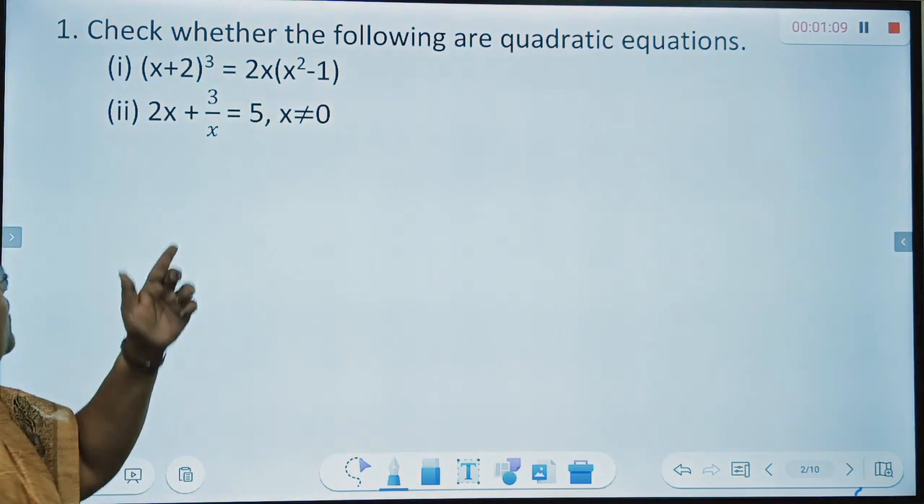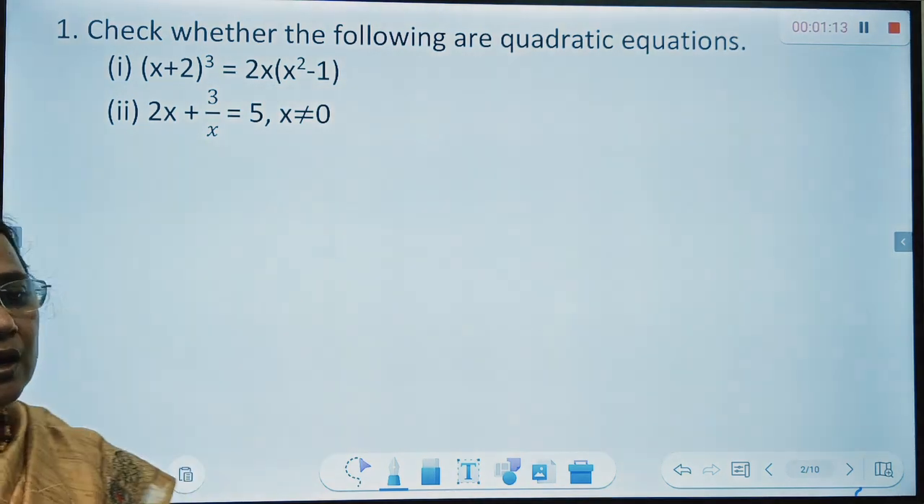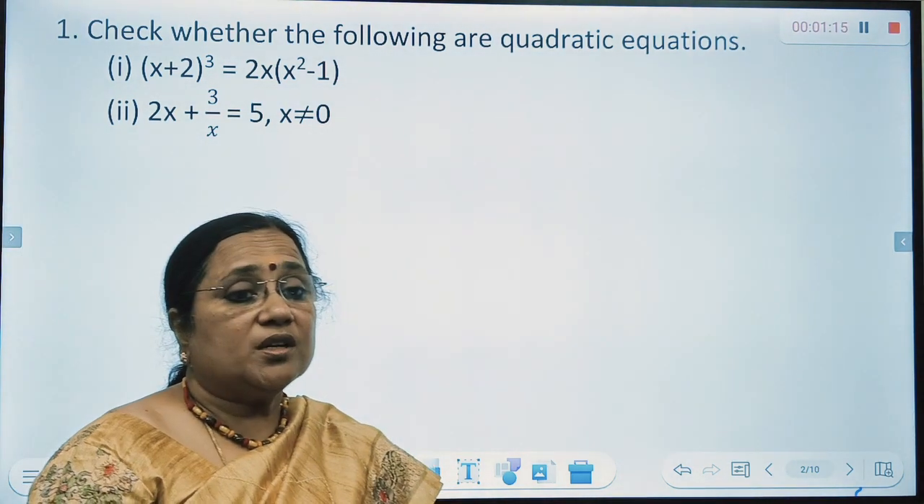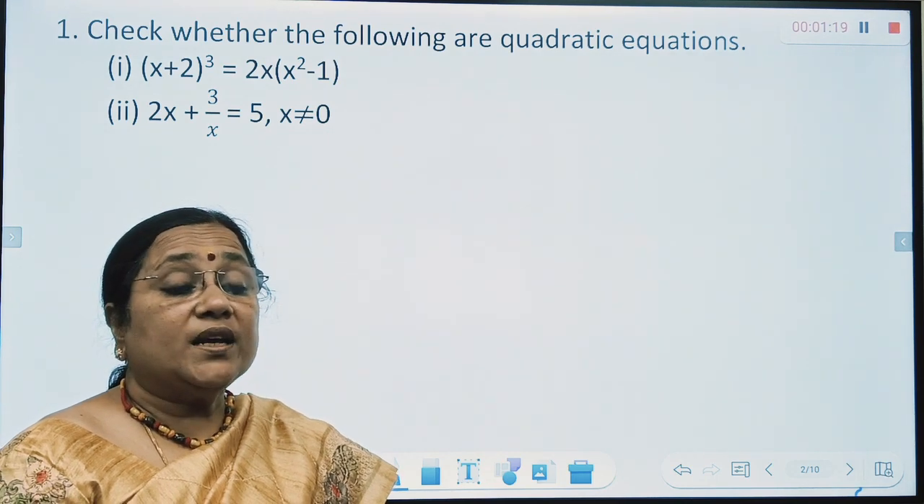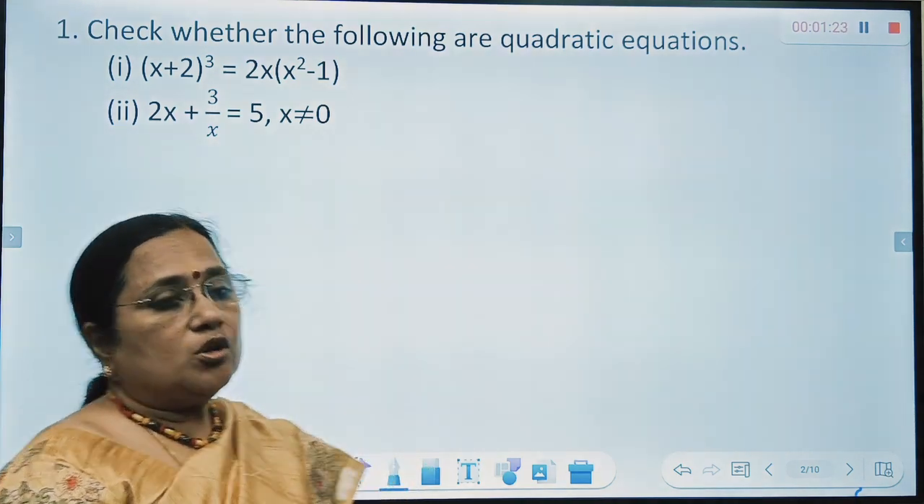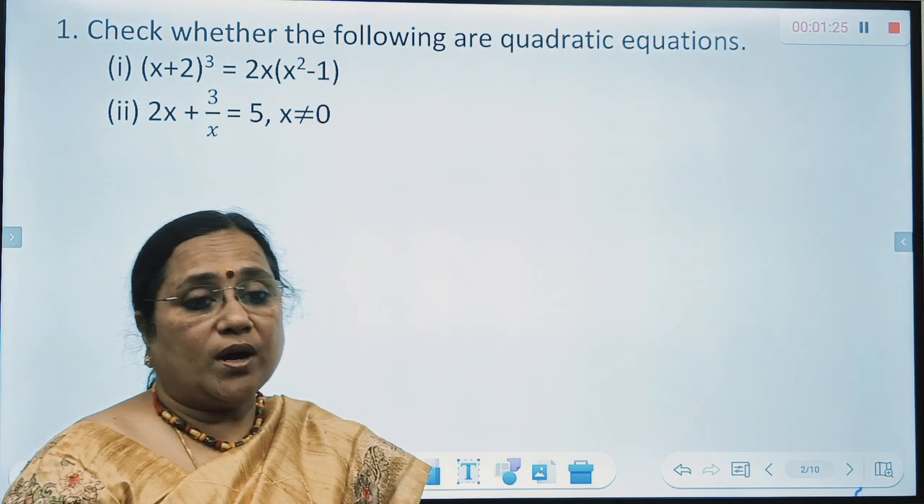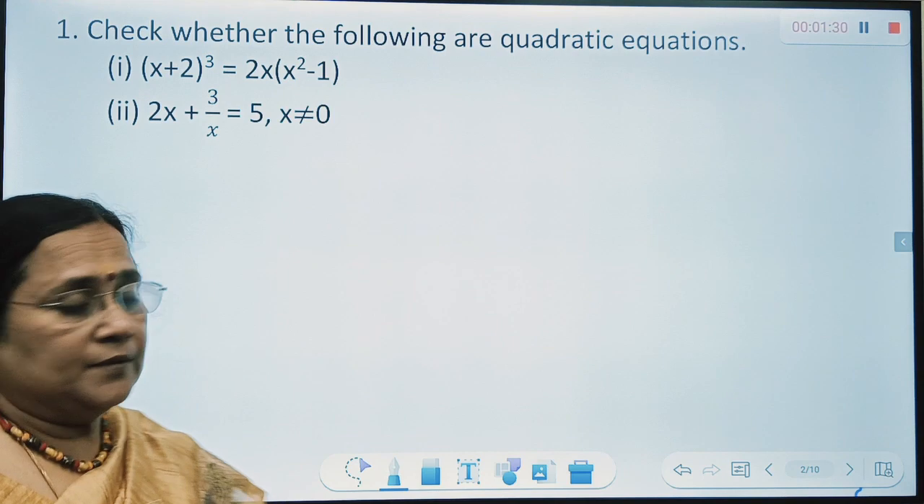Now you are given two equations and you are asked to check whether they are quadratic. What is a linear equation? If the highest power of the variable is 1. What is a quadratic equation? If the highest power of the variable is 2. So that is what distinguishes one type of polynomial or one type of equation from another.